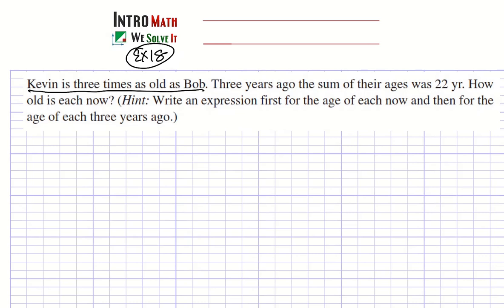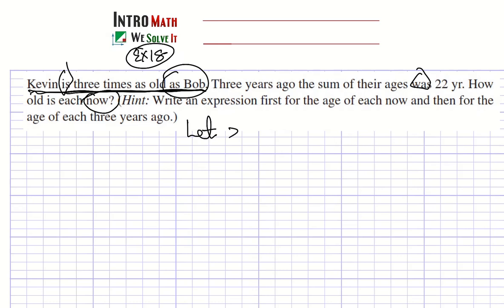Kevin is 3 times as old as Bob. That's given. And then he said 3 years ago, the sum of their ages was, okay. I think this is the current, see, he said is, not was. They're looking for their age now. So we're looking for the current age, because you gotta take your cue from Bob. Kevin is 3 times as old as Bob.